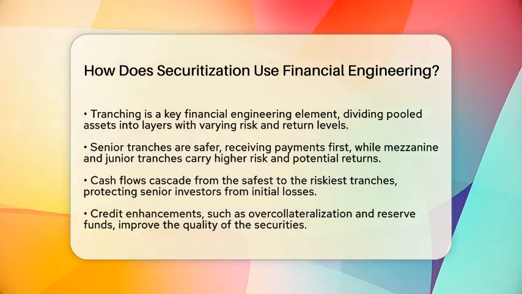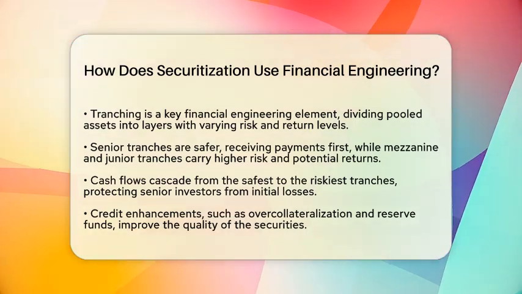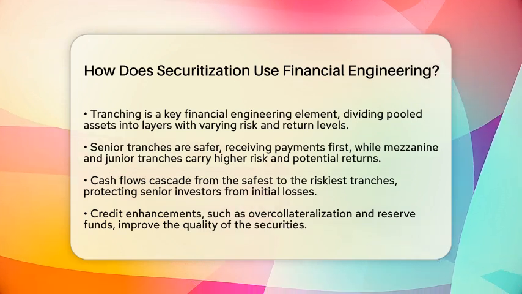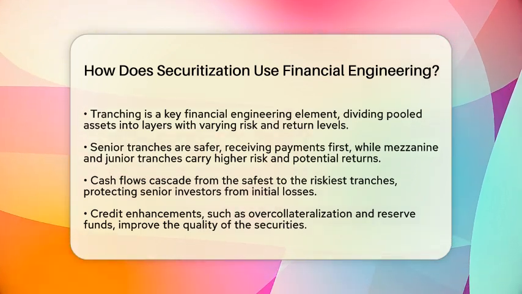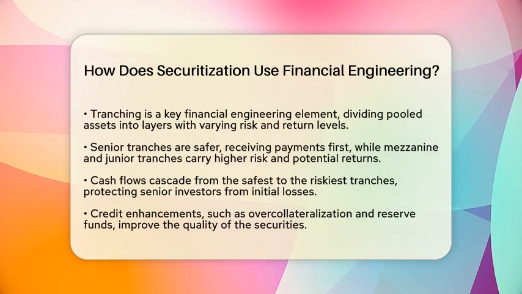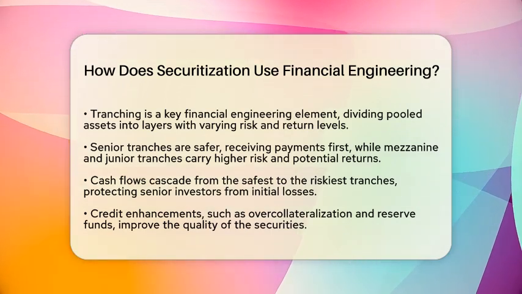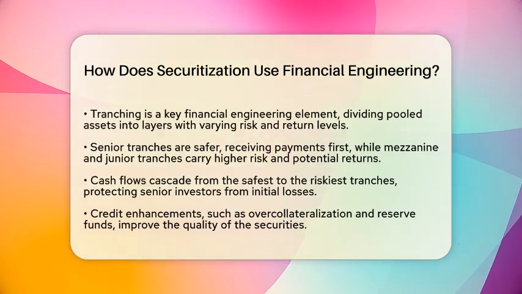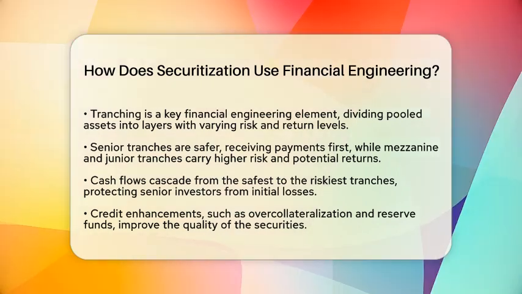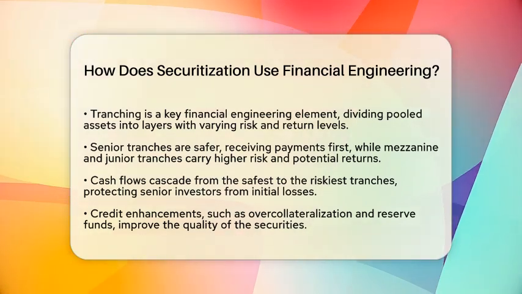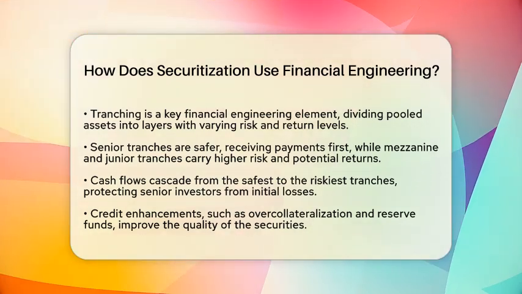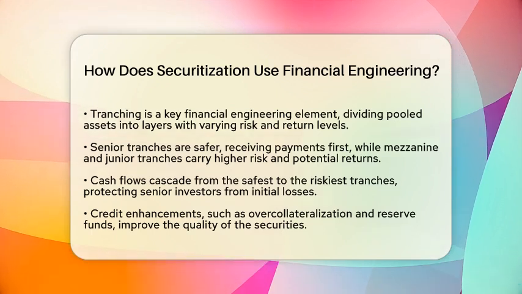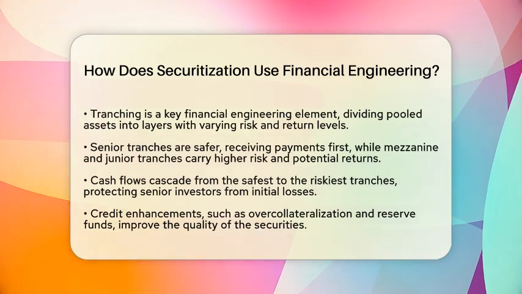Think of it like a waterfall. The cash flows cascade down from the safest to the riskiest tranches. This structure protects senior investors from initial losses while exposing junior investors to greater credit risk. By customizing these tranches, securitization allows investors to choose securities that fit their risk tolerance and investment goals.